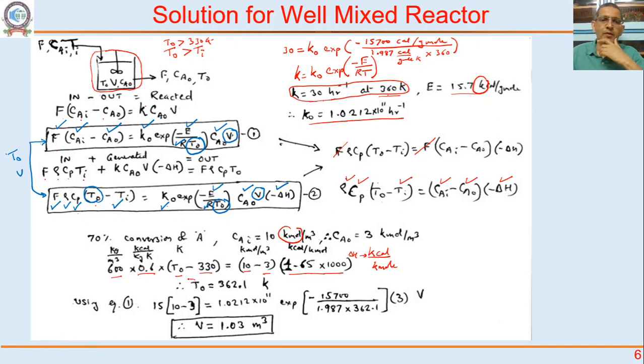Now this T naught we can substitute in any one of the equations, right? First one or the second one, it doesn't matter. So if you substitute in equation 1, because T naught appears only on one side, we can calculate the volume, and you will find that the volume required is 1.03 meter cube. Okay, so check that.